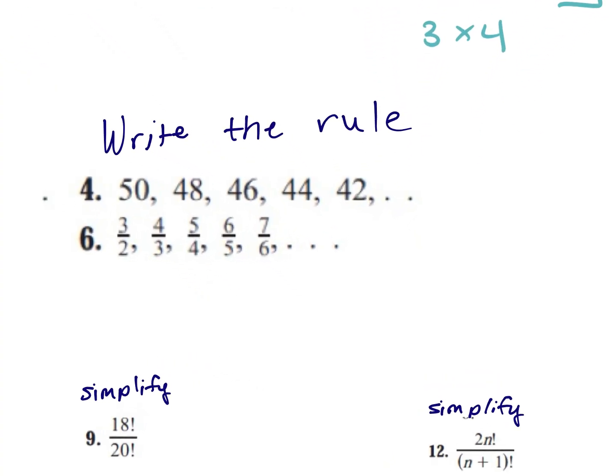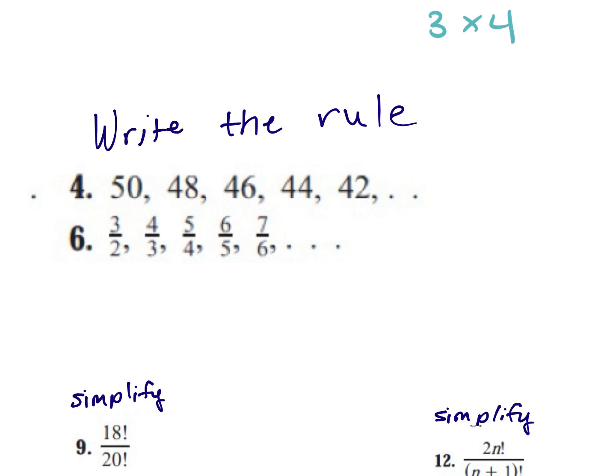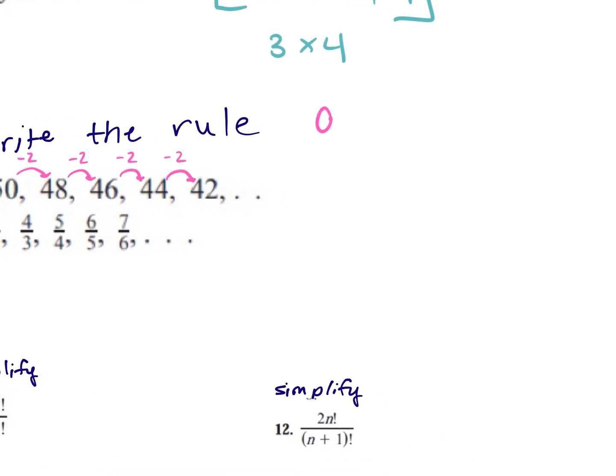Let's look at 4. We want to write the rule. So here, we want to see, is this an arithmetic or geometric sequence? What are we doing to get from one number to the next? Subtracting by 2. So that would make this an arithmetic sequence. Our arithmetic formula is a sub n equals a sub 1 plus n minus 1 times d.